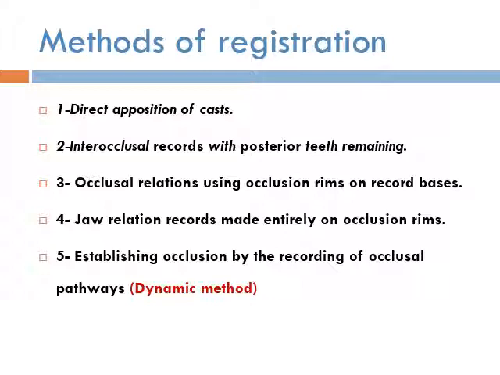Here, these are the different methods for establishing or registering the jaw relation. The first one is direct apposition of the casts. Second, interocclusal records with posterior teeth remaining. Third, occlusal relation using occlusion rims on record bases. Fourth, jaw relation record made entirely on occlusion rims, establishing occlusion.